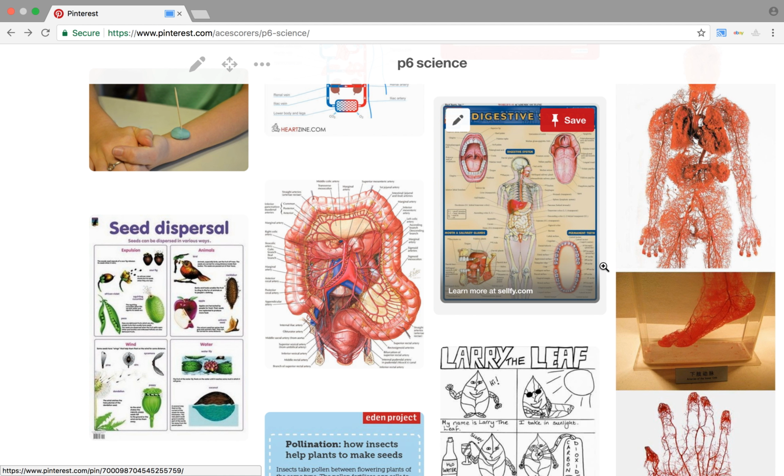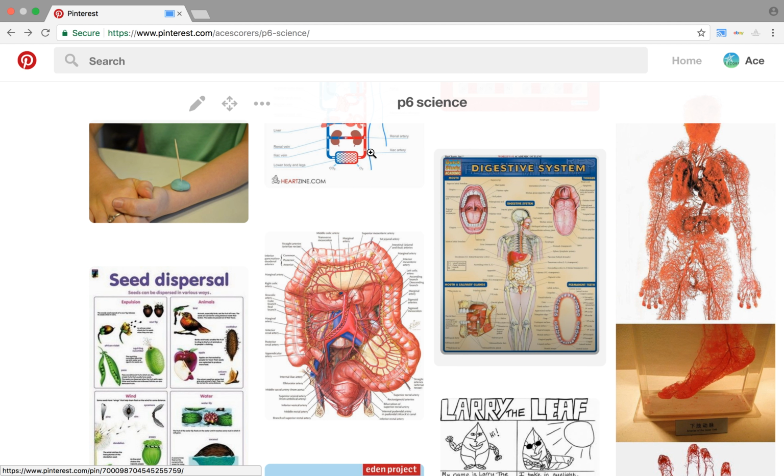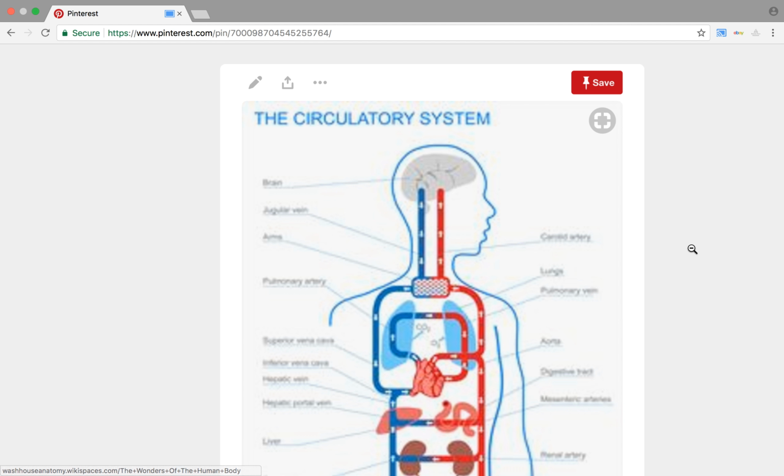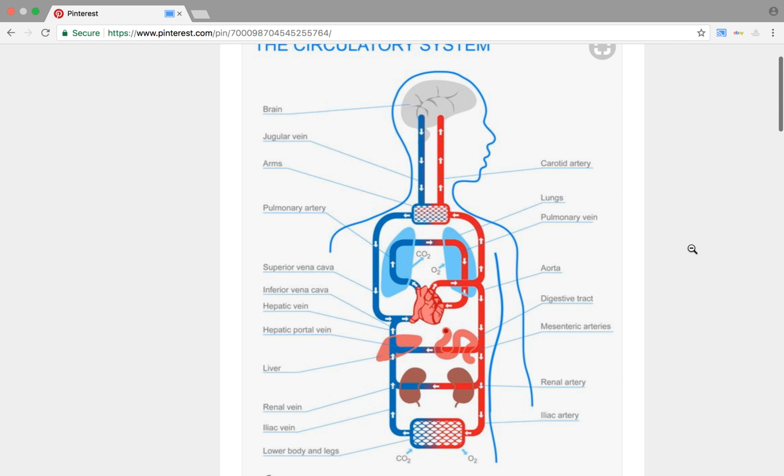Alright. Now next, this is about the circulatory system. Now, you don't need to know every single thing here, okay? But I'm just going to show you that ours is what you call the two loop. You're not supposed to know everything, right? But if you go to secondary school, then you will need to know.